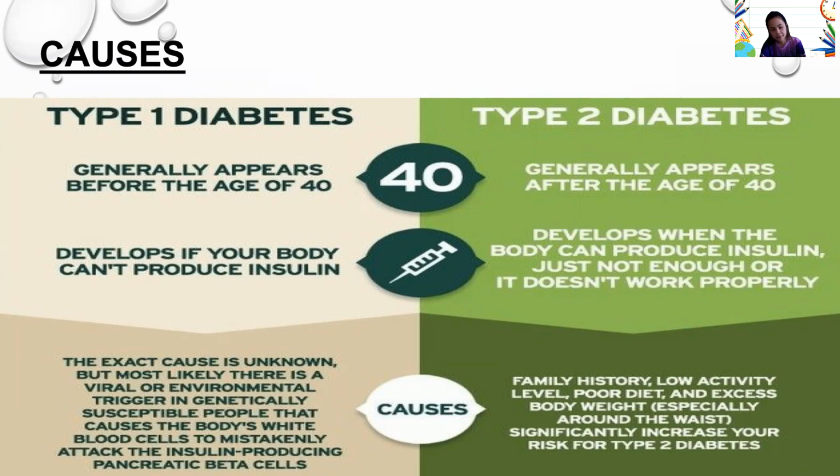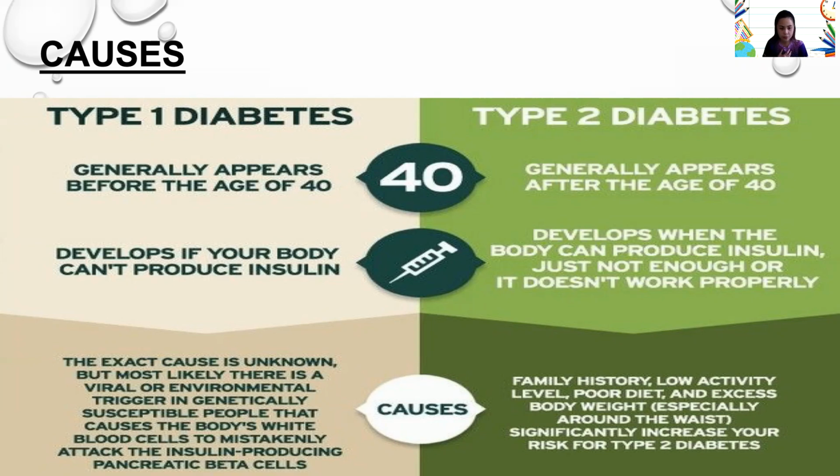Type 1 generally appears before the age of 40. So sabi ko nga, bata ka pa lang, pwede ka na magkaroon ng type 1. While type 2 generally appears after the age of 40s. Type 1 develops if your body can't produce insulin. Wala talagang insulin na puproduce sa katawan mo. While type 2, there is insulin but it's insufficient, or it's not enough for your body to regulate the blood sugar in your body.